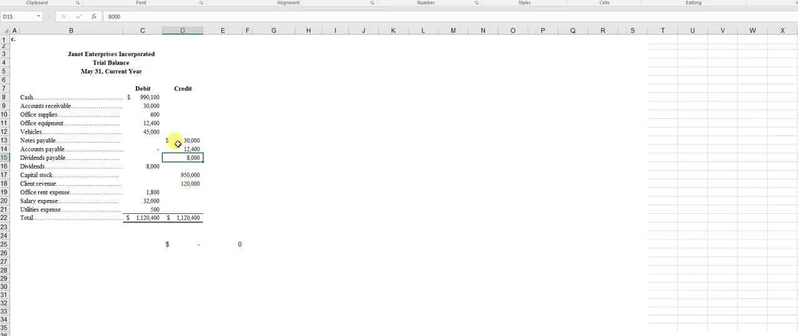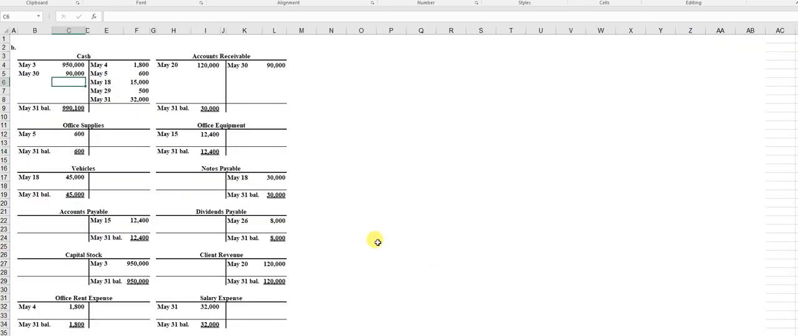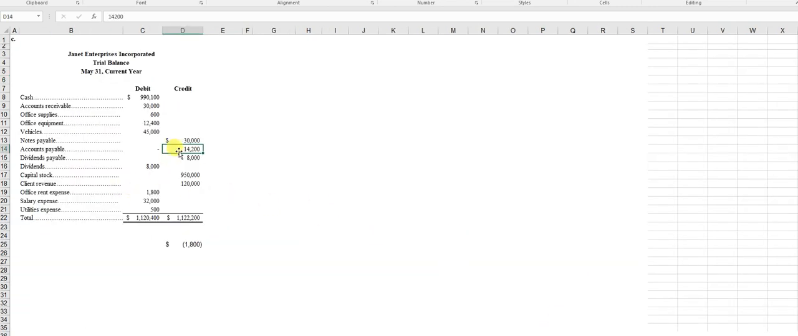Another thing that might happen is if you have, let's see, 14,200. If this difference is divisible by 9, it can be a transposition, so look for, did I put 14,200? I'm going to go back here. You know, I've got 12,400 and I put 14,200. So look for that type of thing. So that's just an easy way to try to find it.